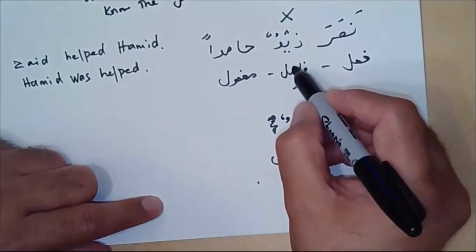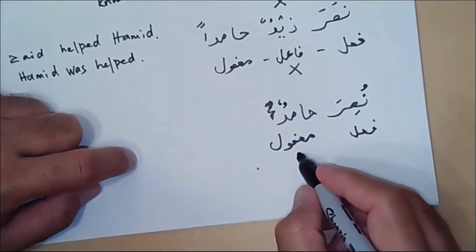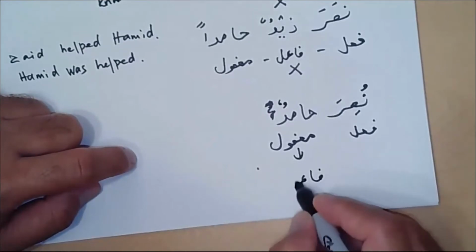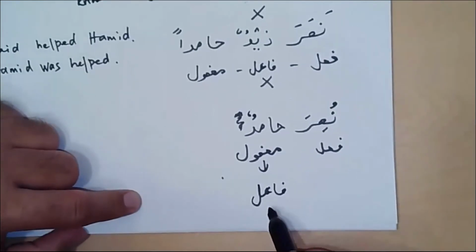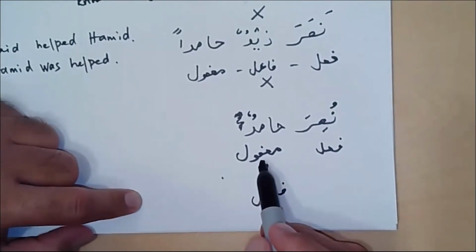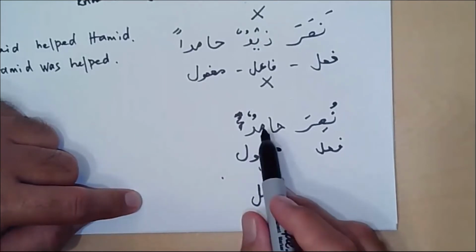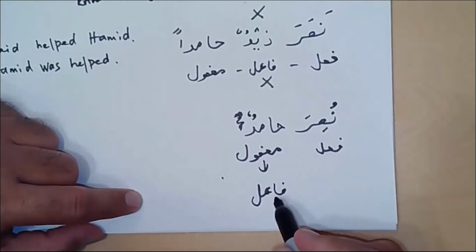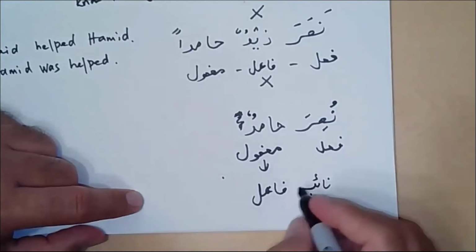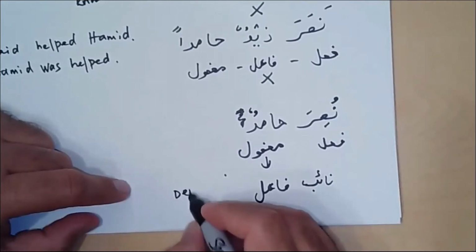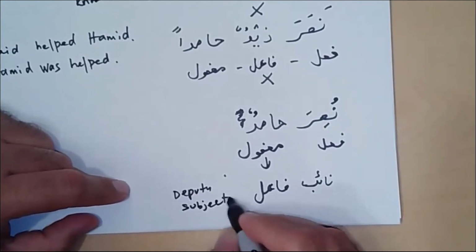No, because the file is hidden. We are replacing this maf'ul with the file. So the people of the language said, okay, how do we deal with this? This is not the real file. We actually took the maf'ul and made it into a file, or it's used in place of a file. So you cannot have the name of a file. They call it naib file. Naib file means it is a deputy subject. Is that making sense?